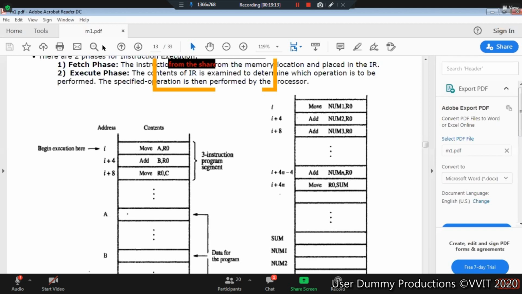Ma'am, the PC is usually incremented by 1, right? Meaning it's the next instruction. So the 4 here means the instruction size, right? Like the instruction that's stored in the memory.